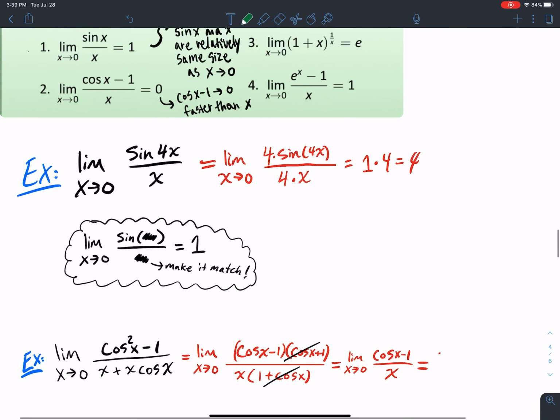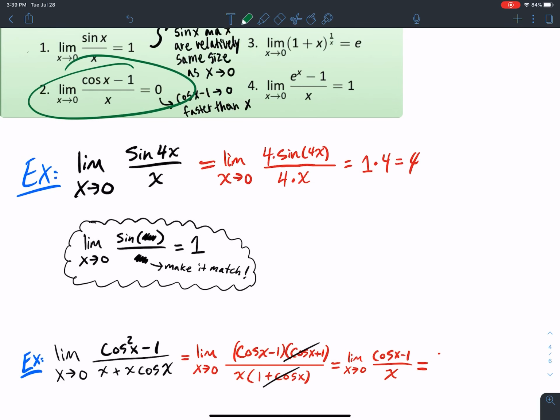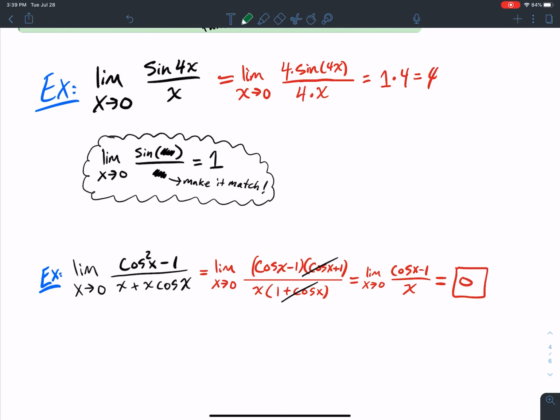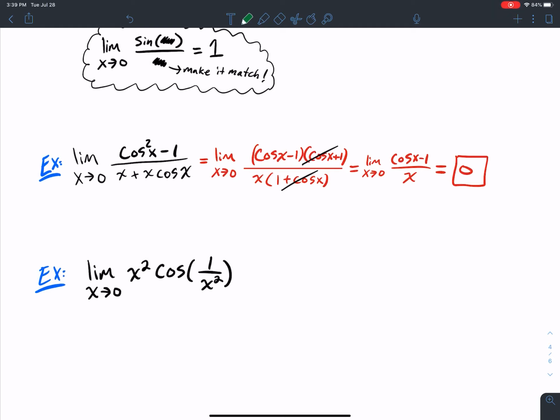Guess what? This is a special one right here. That limit is equal to 0. Okay? So another one that you need to have memorized. So that limit there is 0. Now this one here is an example so you can see how to use the squeeze theorem.